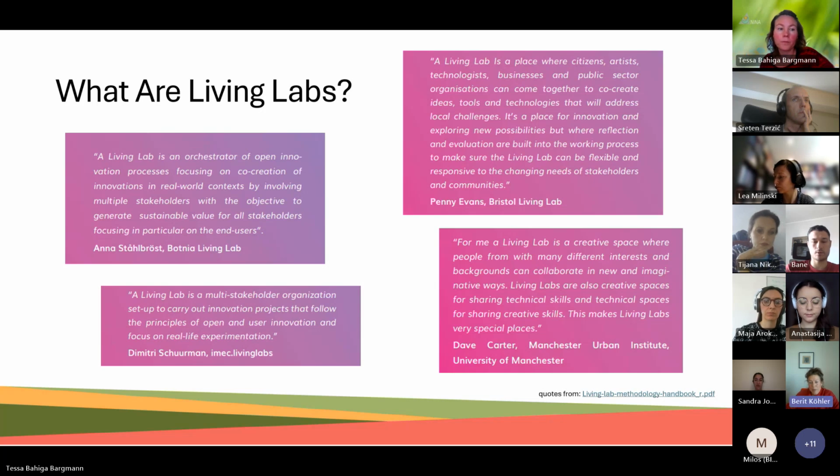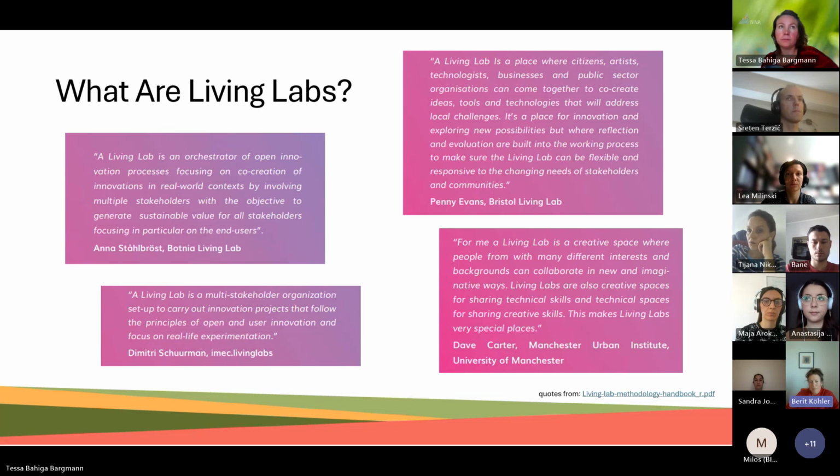I like also the last one. For me, a living lab is a creative space where people from many different interests and backgrounds can collaborate in new and imaginative ways. So living labs are also creative spaces for sharing technical skills and technical spaces and for sharing creative skills. This makes living labs very special places.